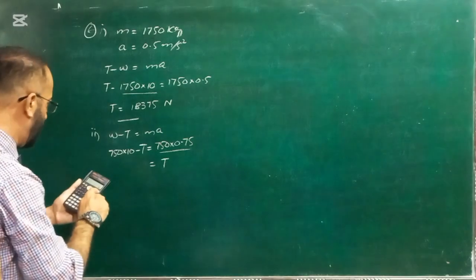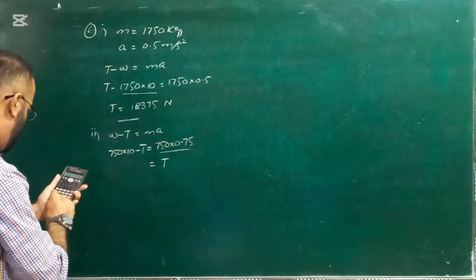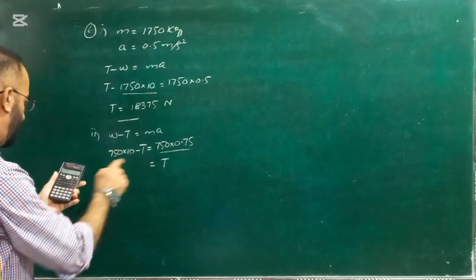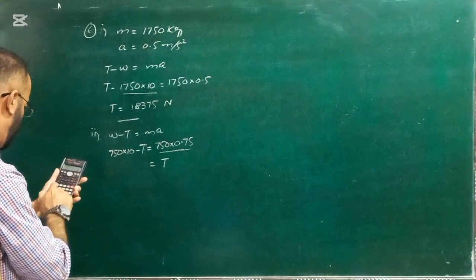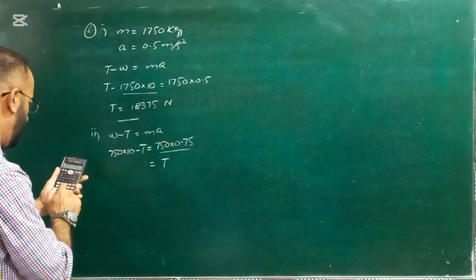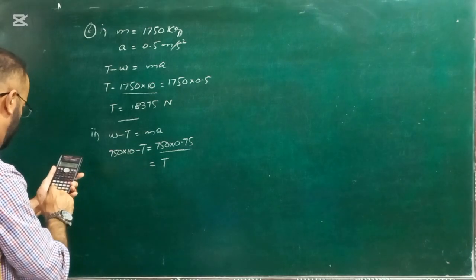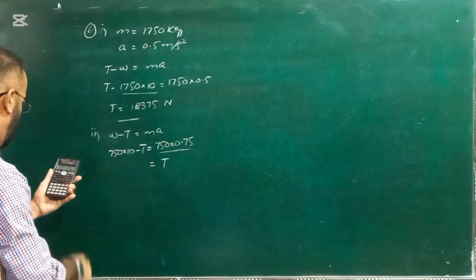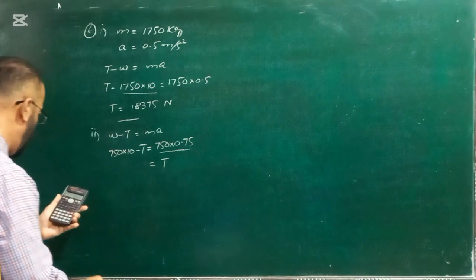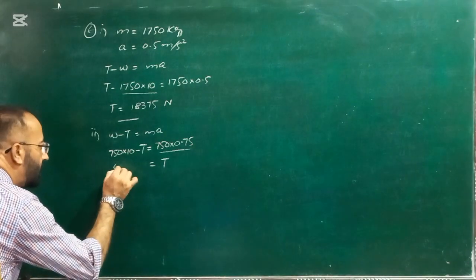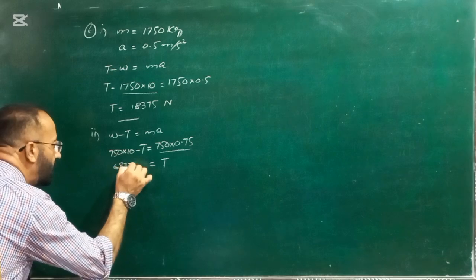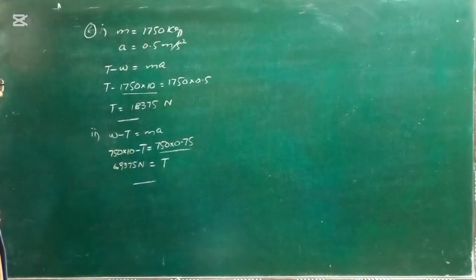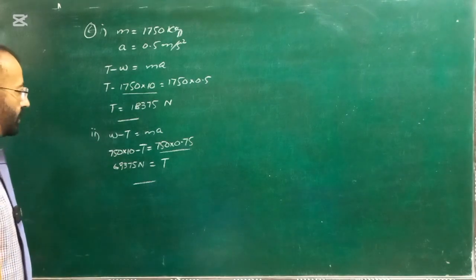So solving it on the calculator. 7500 minus 750 into 0.75. The answer is 69375, and the unit will be Newton. So this is the answer of the second part.